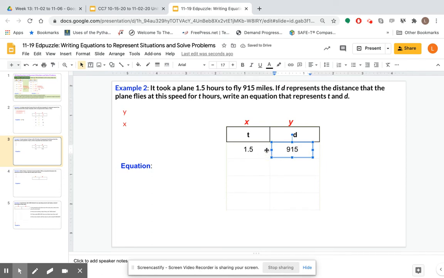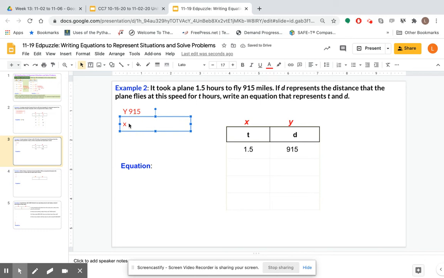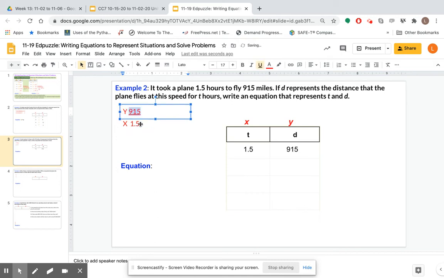Now we need to figure out what the unit rate, aka the constant of proportionality, is, so we can use that to fill out the rest of the table. The way that we do it is just like we always do. We take our y value, 915 miles. We take our x value, 1.5 hours. And to find the unit rate, you always divide by the bottom number. So divided by 1.5.